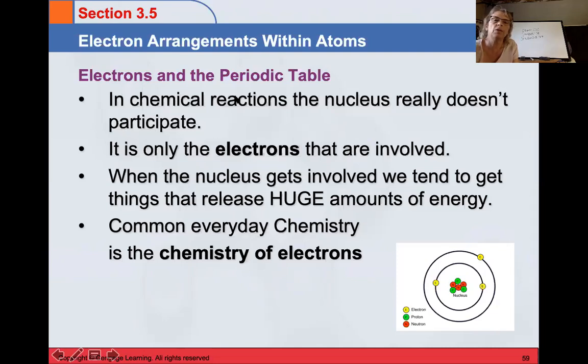That's because in chemical reactions, the nucleus doesn't really participate. It's only the electrons that are involved in chemical reactions. When the nucleus gets involved, we tend to get things that release huge amounts of energy. So common everyday chemistry is really the chemistry of electrons. The nucleus doesn't really get involved in chemical reactions. The nucleus is what gives us the identity of atoms, but it's really the electrons that are involved in reactions.